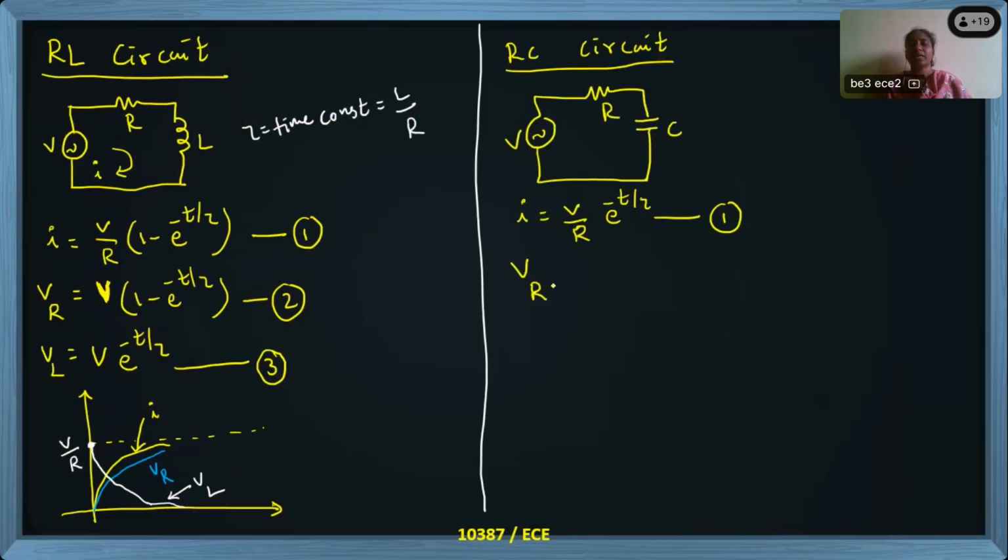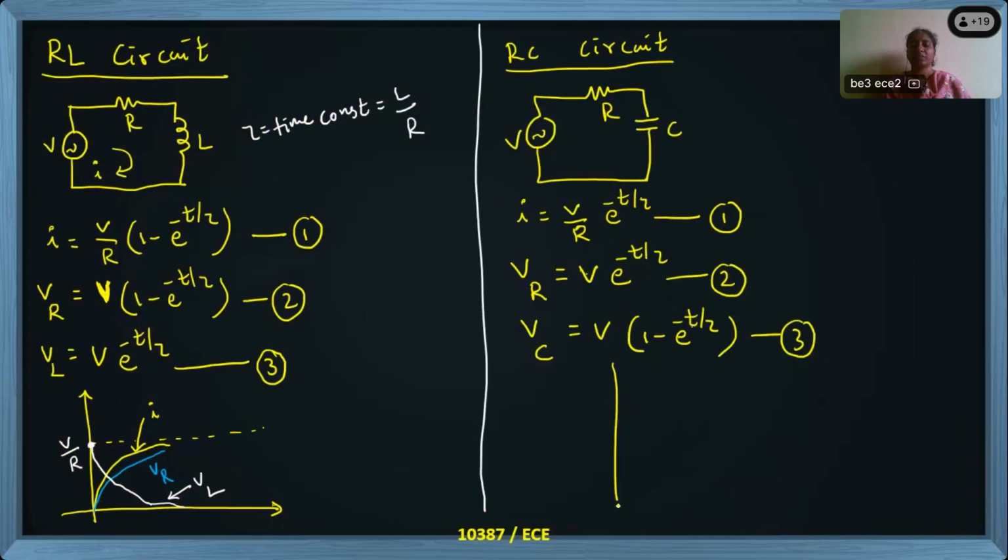VR, the voltage across the resistor, also looks similar, a decreasing graph: V into e power minus t by tau. This is the second equation. And the third equation is across the capacitor. The first two are decreasing graphs, so now it is an increasing graph: V into 1 minus e power minus t by tau. Okay, this is the third equation. Now draw the graphs.